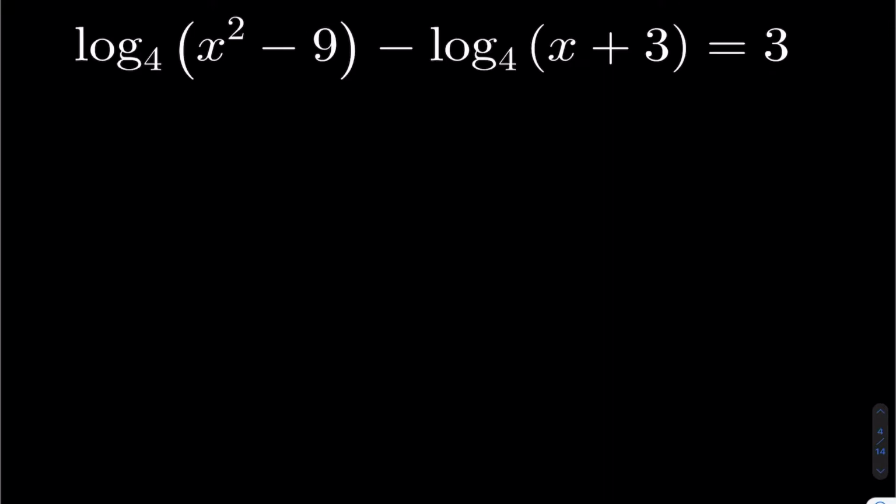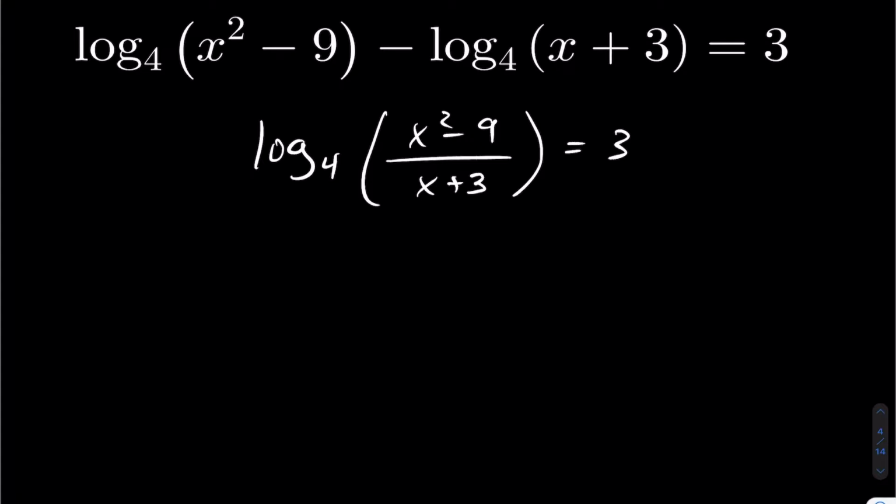All right, let's take a look at the next example here. So now we are subtracting two logarithms. Again, these have the same base. Both of these have a base of 4. So using our logarithmic properties, I can now change this operation to division. Now I went ahead and expressed this as a single logarithm. I can now go to exponential form, giving us 4 to the power of 3 is going to equal x squared minus 9 over x plus 3.